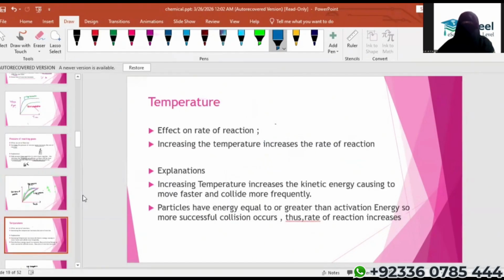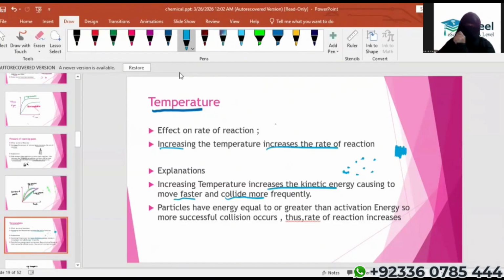Next, we are going to look at the effect of temperature on the rate of reaction. The effect on the rate of reaction with temperature is, increasing the temperature increases the rate of reaction. How so? Increasing the temperature simply increases the kinetic energy, which causes the particles to move faster and collide with each other more frequently.